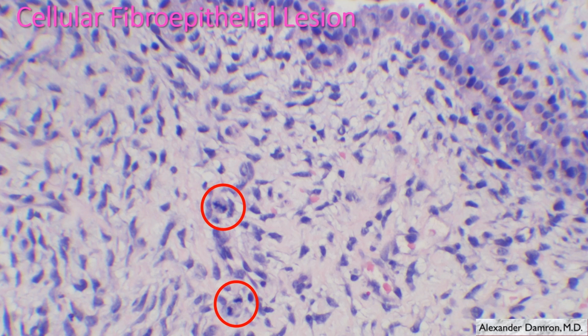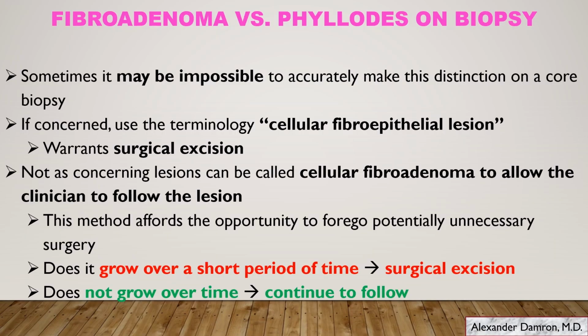Say it like that, and then say, we need to get this excised and better classify this at the time of excision. So the thing about differentiating between, really we'll say, cellular fibroadenoma and a phyllodes on biopsy can be extremely challenging and sometimes impossible, right? And I think it's better to use the terminology cellular fibroepithelial lesion, which is something that the surgeons will excise. So if you're concerned that this is possibly a phyllodes tumor, then that's the terminology that you use.